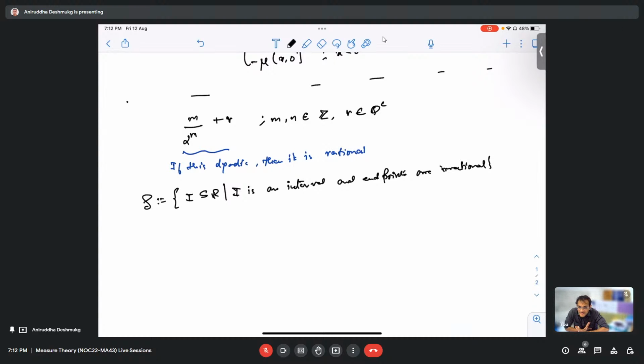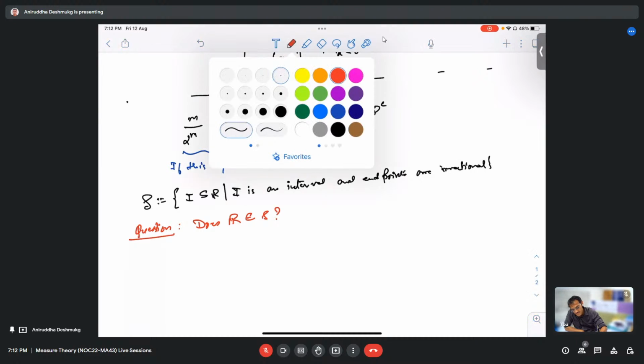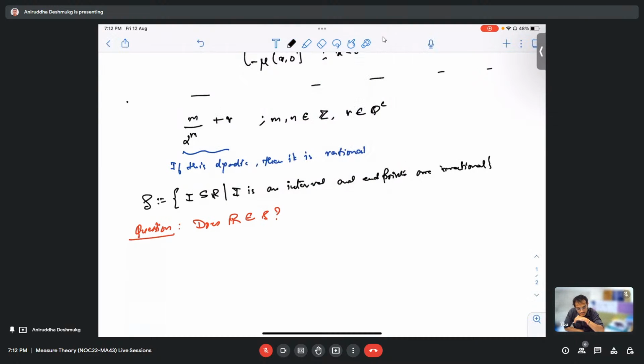So I am asking you, what are the endpoints of the real line? No endpoints, sir. So does R belong to S? No, because it doesn't have any boundary points. So this cannot be a sigma algebra.